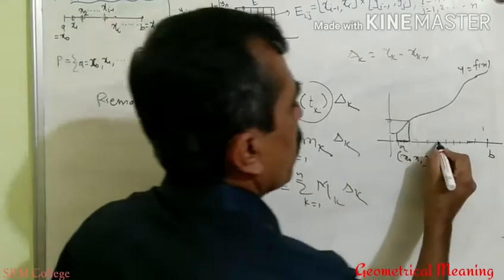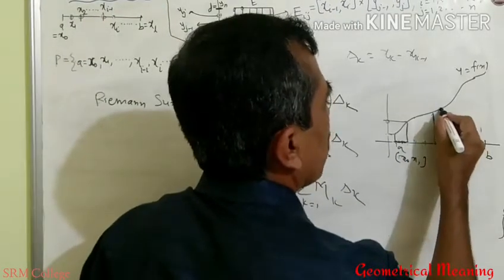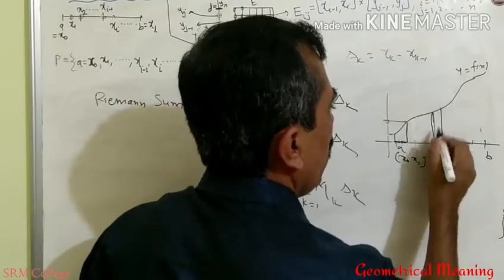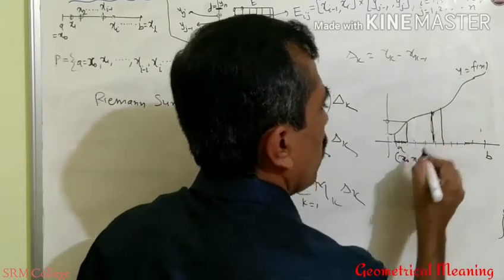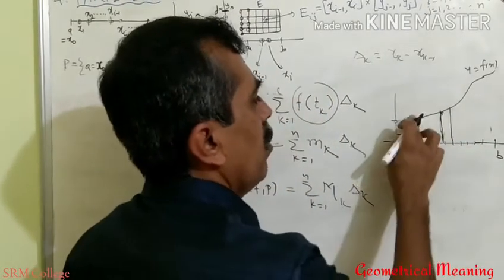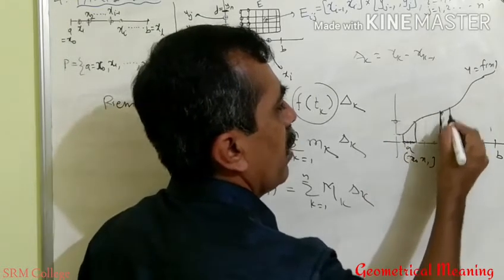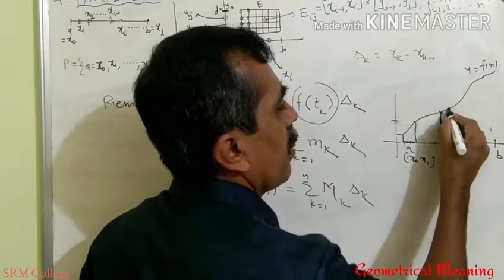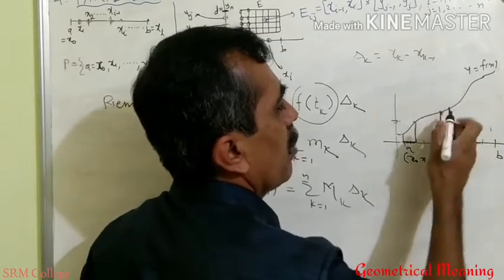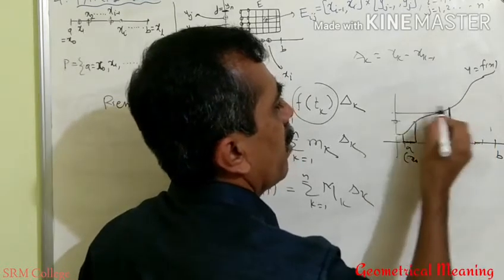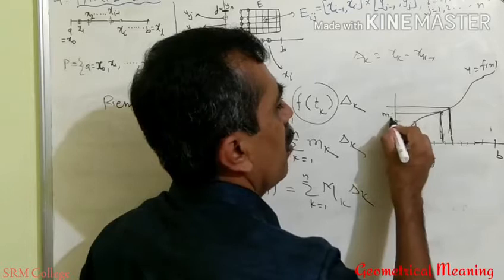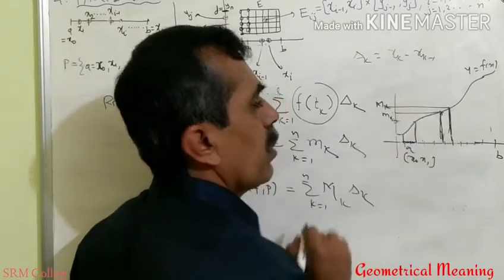Similarly, go on defining. Suppose this is now my kth subinterval. Then this is small mk and this is capital Mk. This is capital Mk, this is small mk here, and this is capital Mk here.